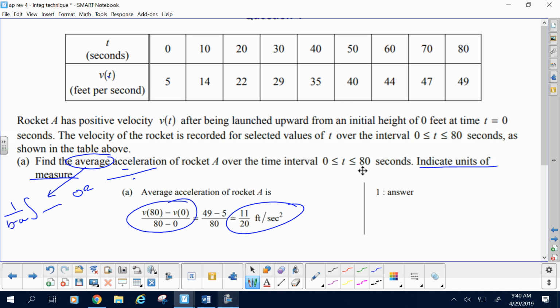11/20 feet per second squared. It was 1 point, and if you didn't have the units, I believe you did not get that point. So give yourself 1 or 0 out of 1. Questions so far? Cool. Okay.